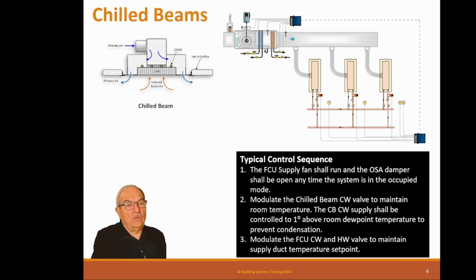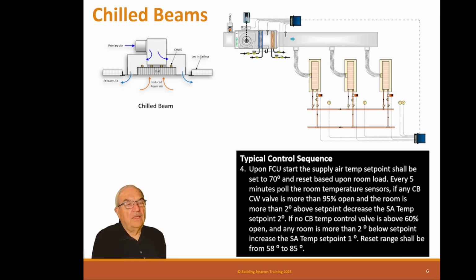Modulate the fan coil unit chill water and hot water valve to maintain the supply duct temperature set point. Upon the fan coil startup, the supply air temperature set point should be 70 degrees. Reset based upon the room load. Every 5 minutes, poll the room temperature sensors. If any chill beam chill water valve is more than 95% open and the room is more than 2 degrees above set point, decrease the supply air temperature set point 2 degrees.